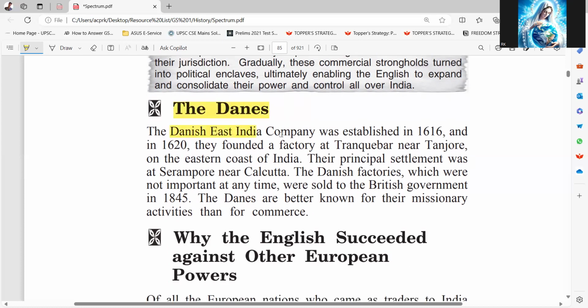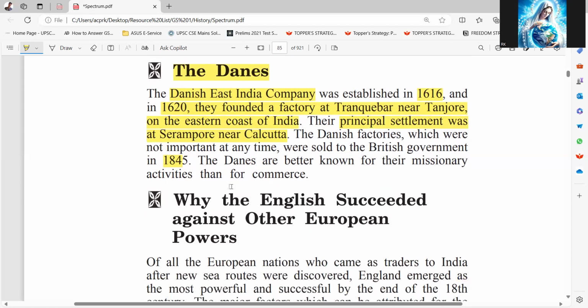The Danish East India Company was established in 1616, and in 1620 they founded a factory at Tranquebar near Tanjavur on the eastern coast of India. Their principal settlement was Serampore near Calcutta. The Danish factories, which were not important at any time, were sold to the British government in 1845. The Danes are better known for their missionary activities than for commerce.